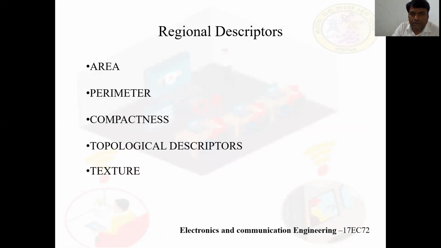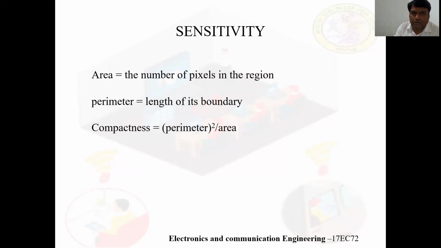Regional descriptors. The regional descriptors are area, perimeter, compactness, topological descriptors, and texture. Area is equal to the number of pixels in the region. Perimeter is the length of its boundary. Compactness is equal to perimeter squared by area.